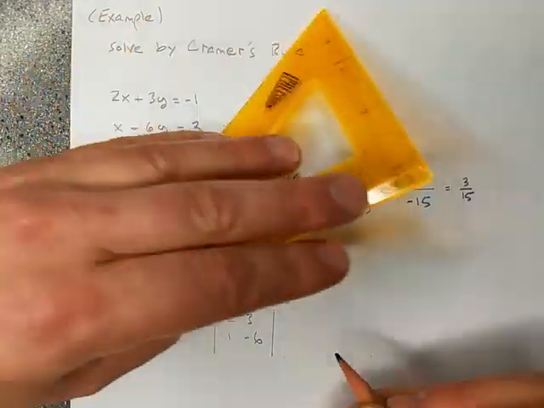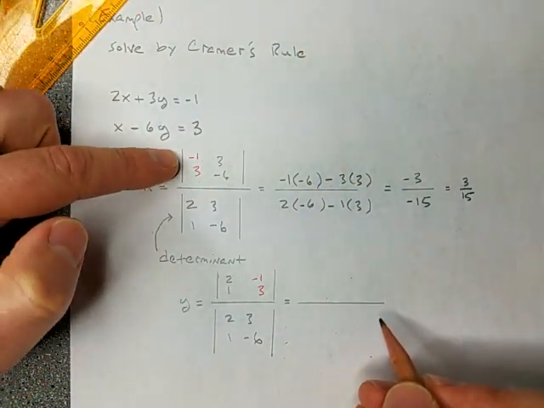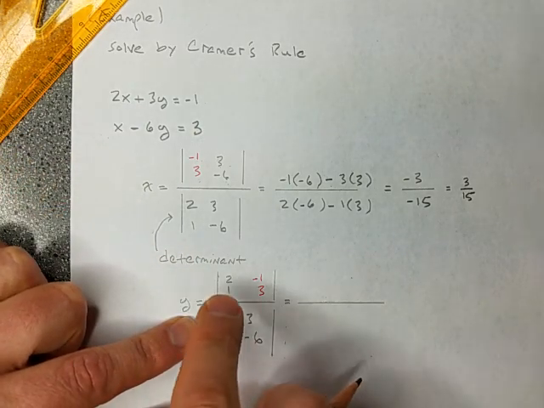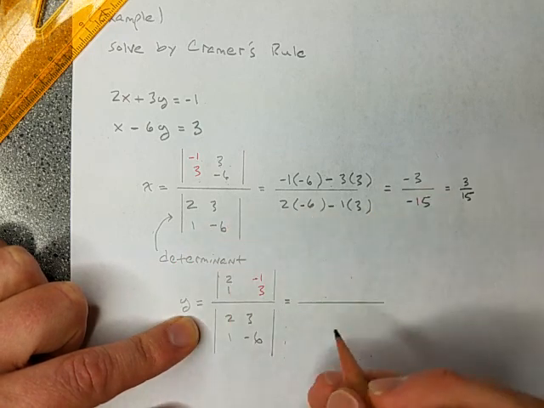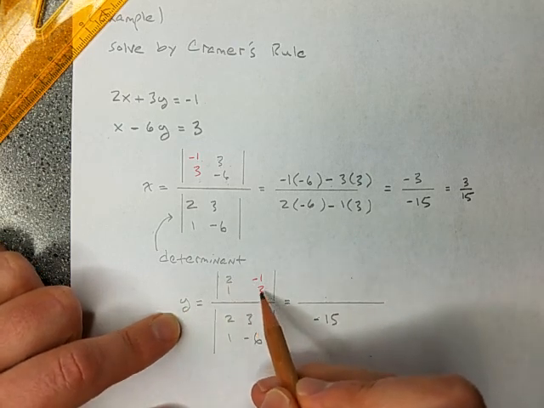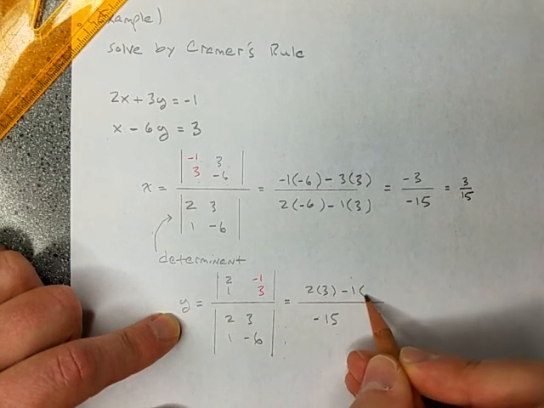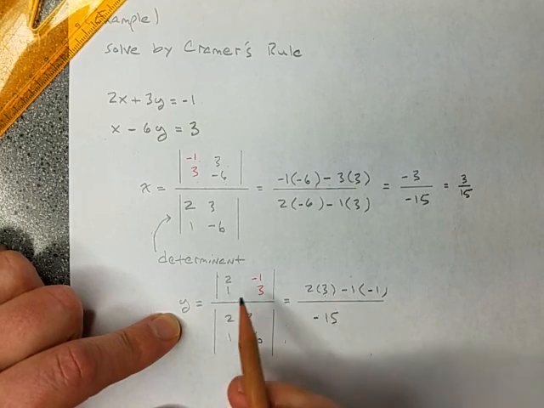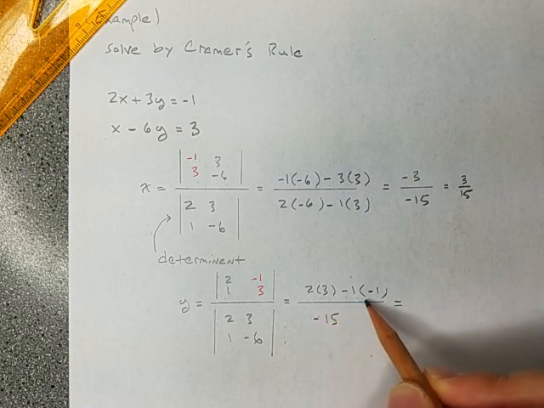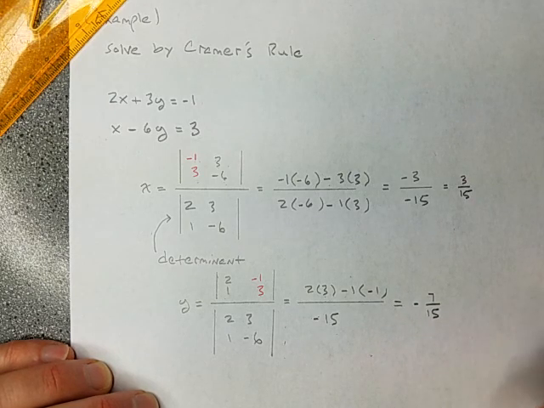All right, so calculating any of these determinants is not going to be different. This one is done the same way as this one, is done the same way as this one. We don't need to do this one again because there it is, and we got -15. What about that one? Well, you do them the same way all the time. 2 times 3, multiply diagonally this way, minus 1 times -1. So that's 6, and then that's going to be a +1, so that's 7. So we'll get -7/15. Okay.